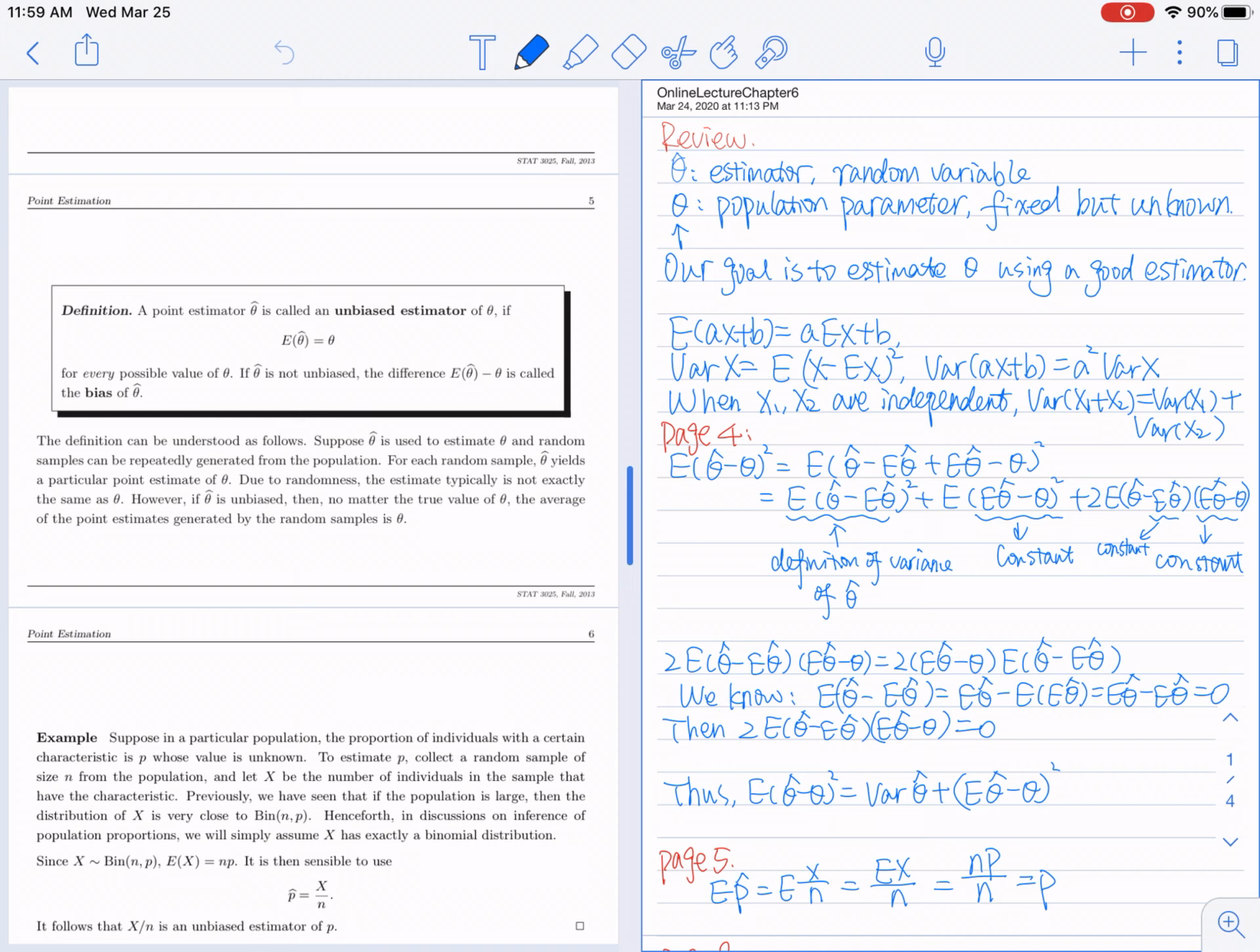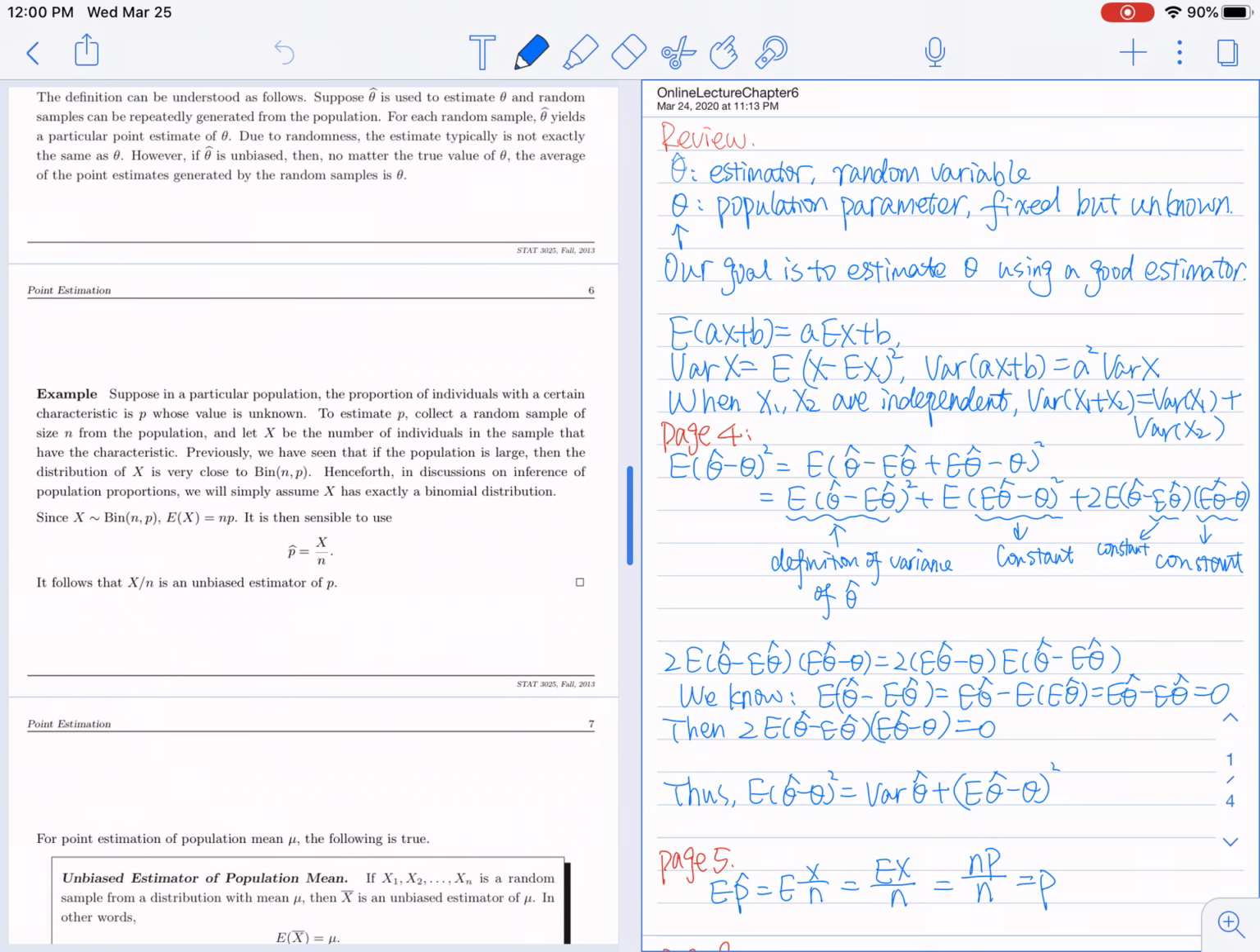definitions, such that usually we use theta hat to denote an estimator. An estimator is a random variable because it is a function of sample data, and sample data is random. And we use theta to denote the population parameter, so this is fixed but unknown. And our goal is to estimate theta using a good estimator. And we also give some basic formulas for expected value and variance. So those are the knowledge we have learned from the previous lectures.